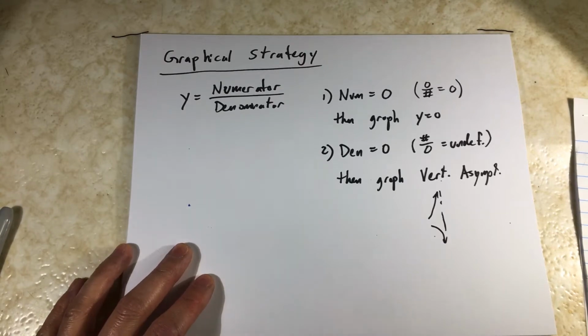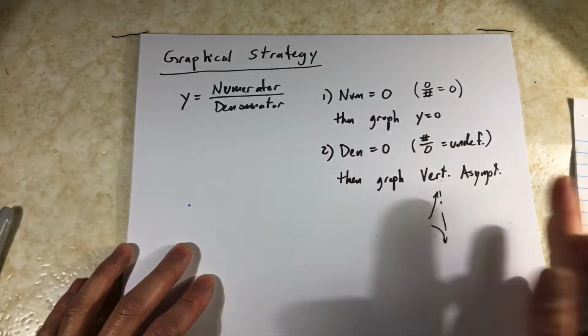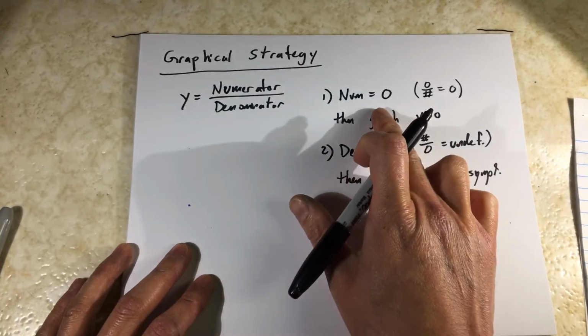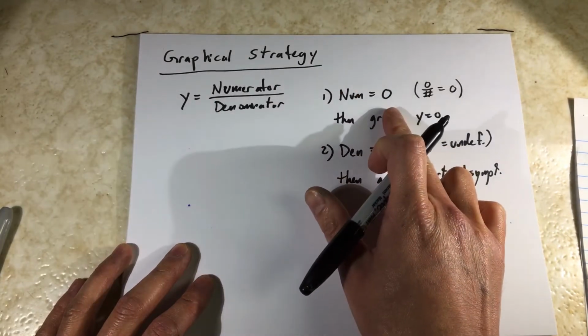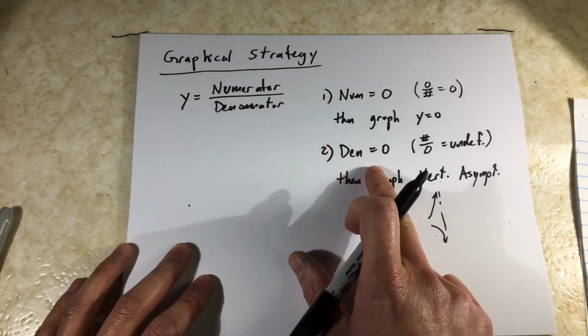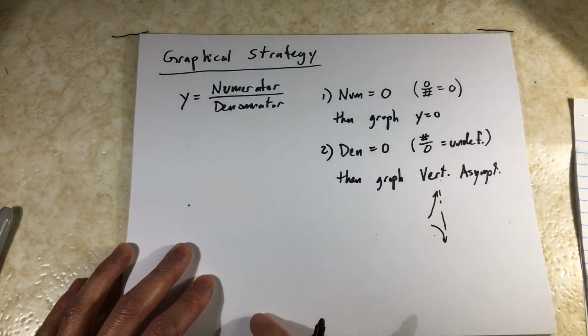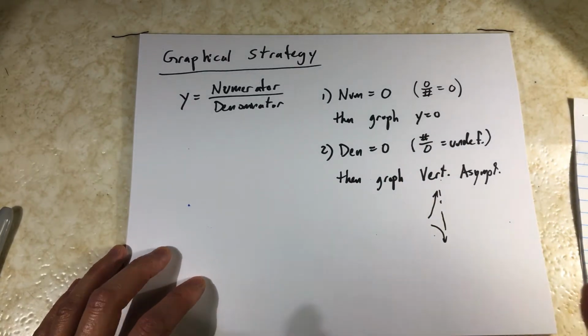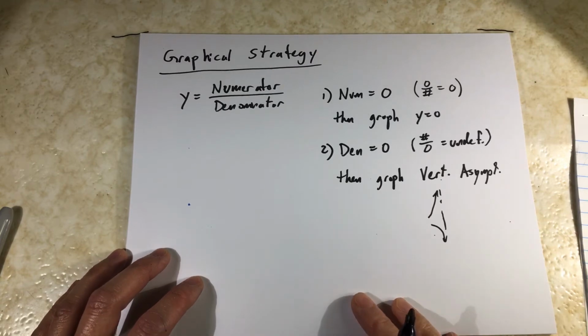Now, we're going to apply this to those situations. We're going to look at the numerator when it's 0, and that's going to tell us when our graph is 0. And then we're going to look at denominator equals 0. That's going to tell us where we have vertical asymptotes. And then from the rest of that, we can infer what the rest of it looks like.